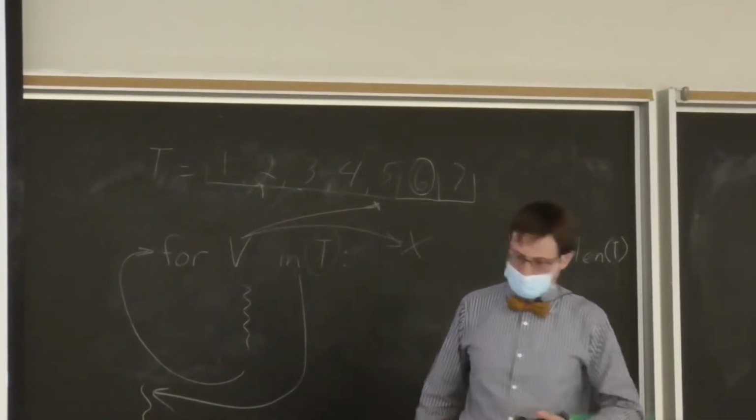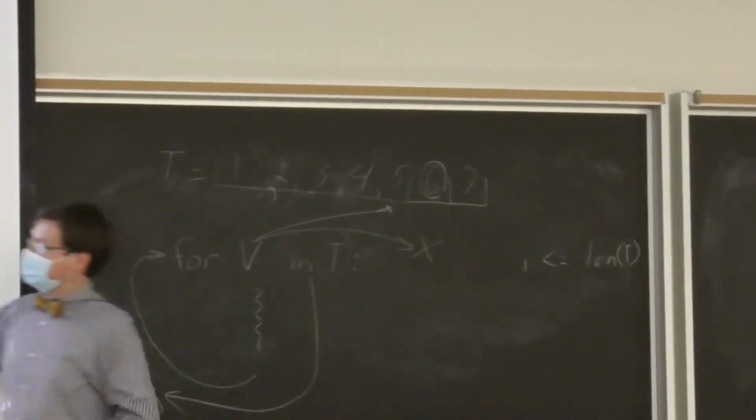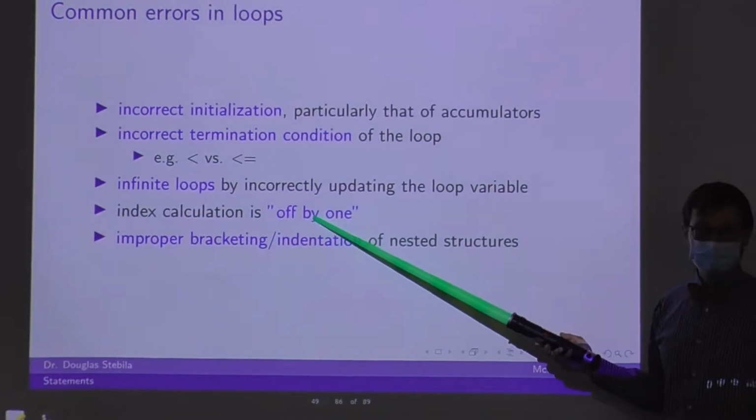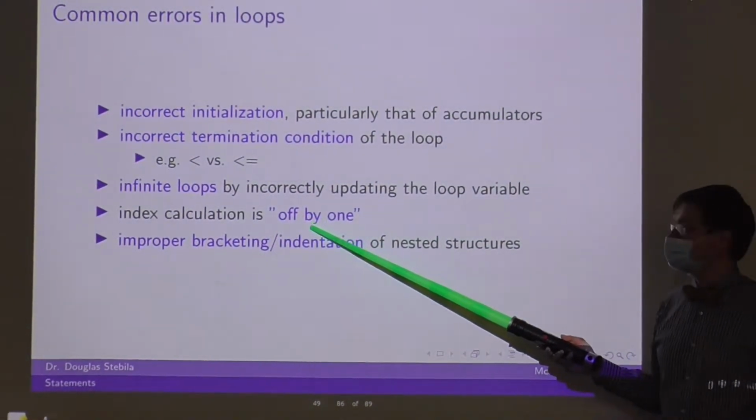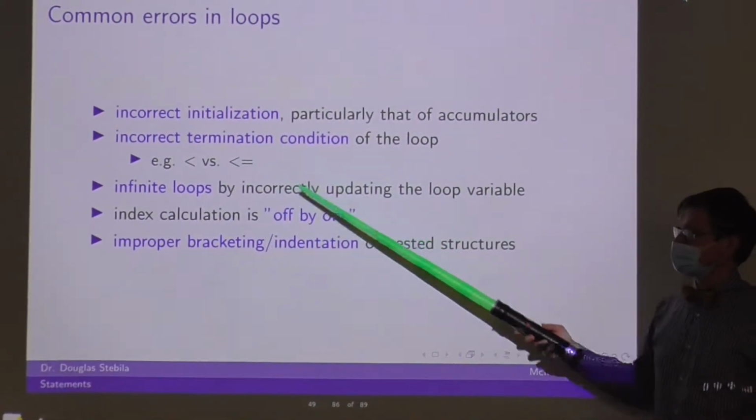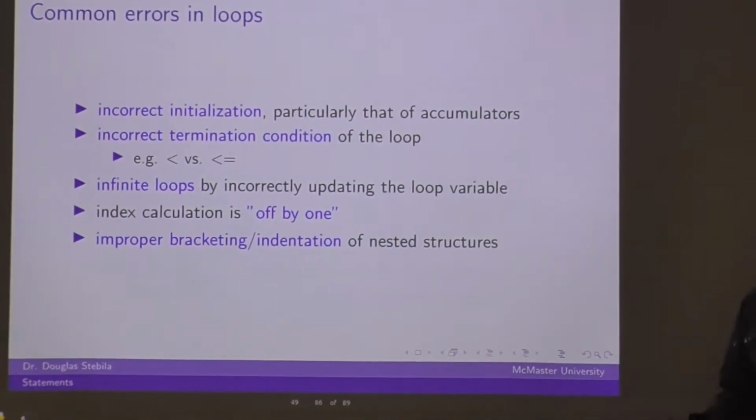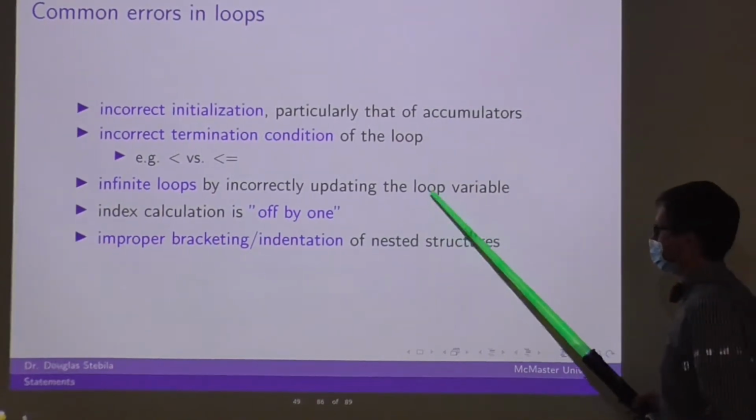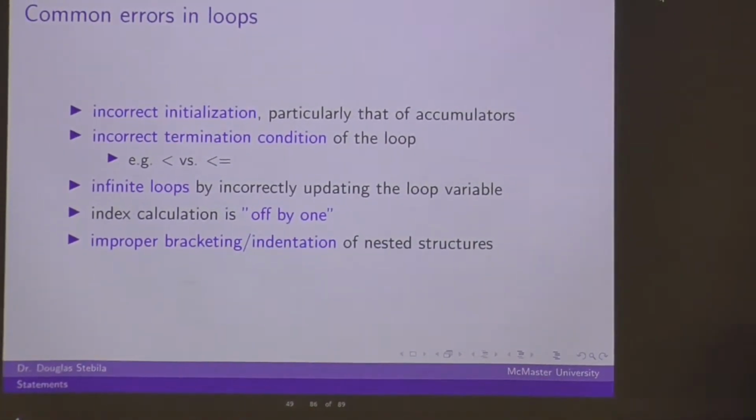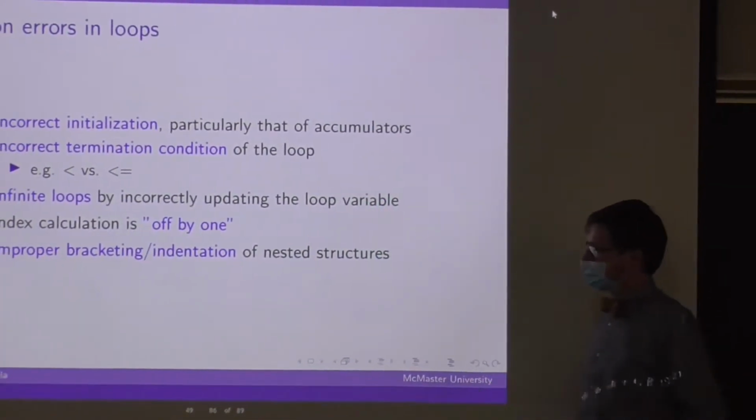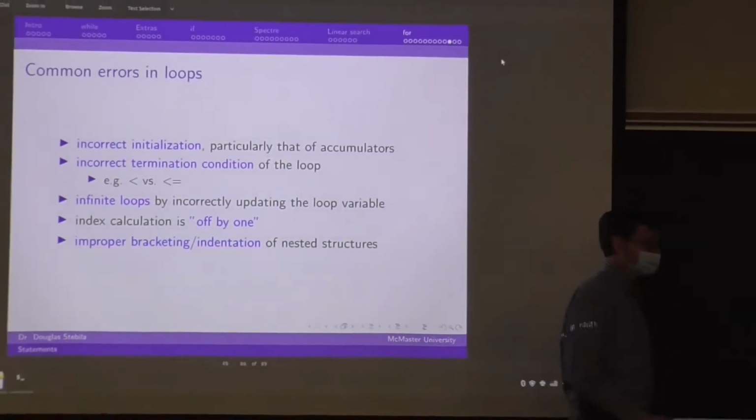Other errors which are common. Oh, incidentally, I consider this to be an off by 1 problem because when this is applied to an index, that creates an off by 1. That's what it's called, an off by 1 error. Infinite loops caused by incorrectly updating the index, which we've talked about several times, and improper bracketing or indentation of nested structures.